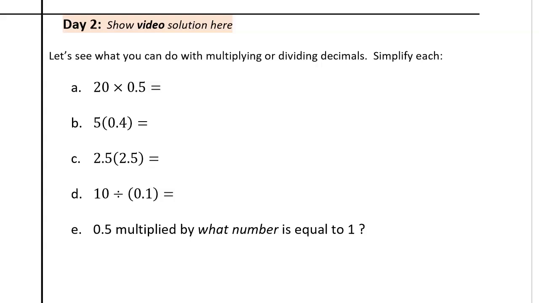Here is the answer to the day 2 bell work. Let's see what you can do with multiplying or dividing decimals. Simplify each. Simplify means to perform the operation to make the answer as simple as possible. Question A, 20 times 0.5.